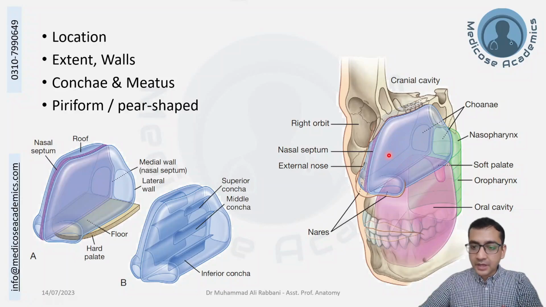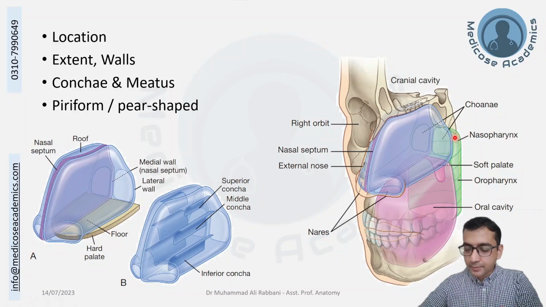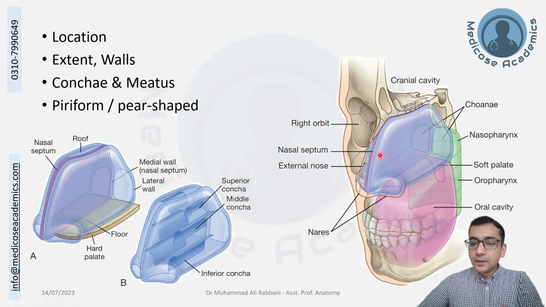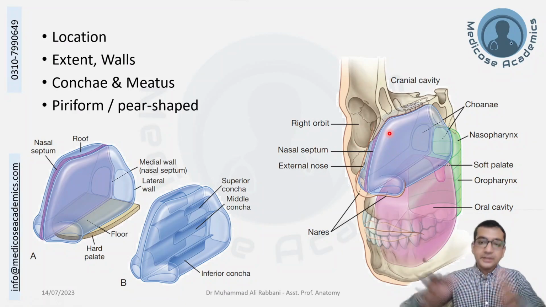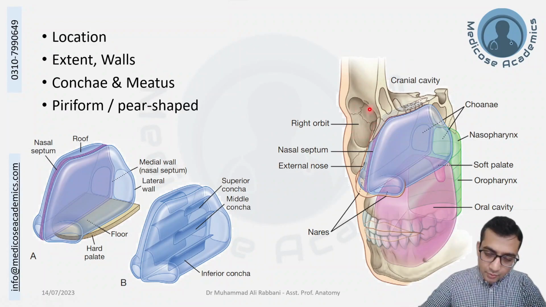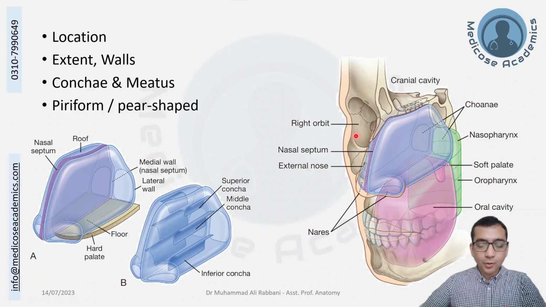It is present behind the exterior of the nose, and it is present in front of the nasopharynx, the part of the pharynx that is connected to the nose. We will discuss it in our next lecture. So this is the location. On either side of the nose, on the right side, on the left side, there is this orbital cavity.